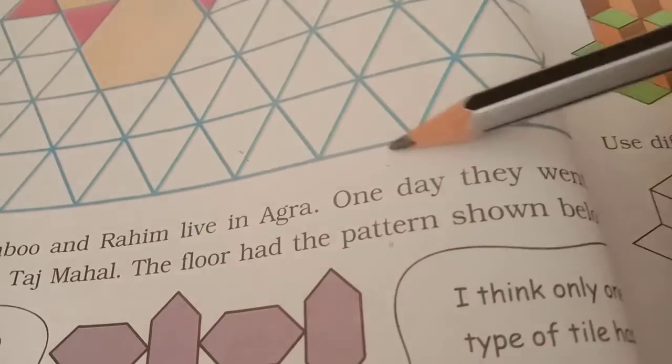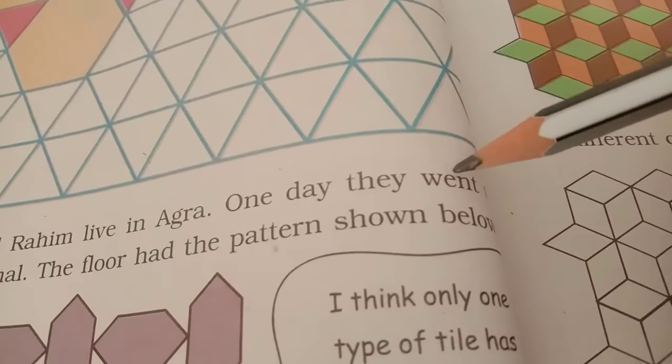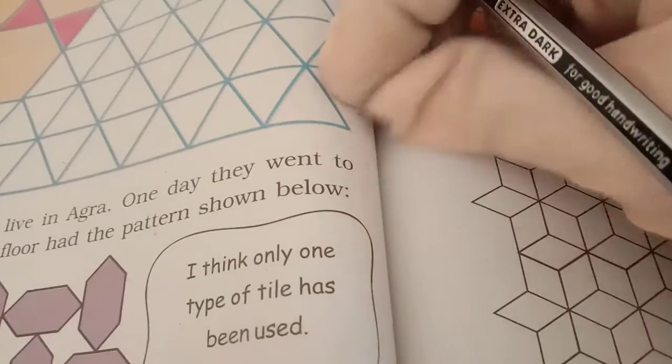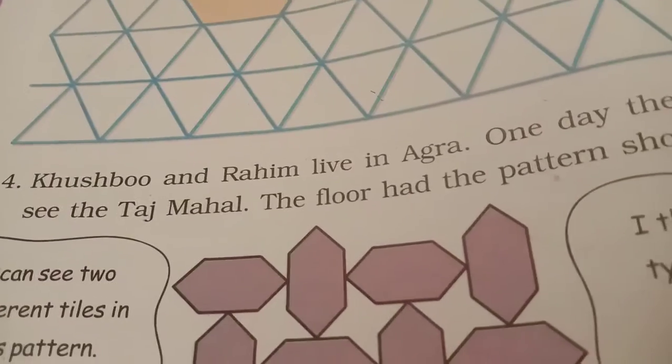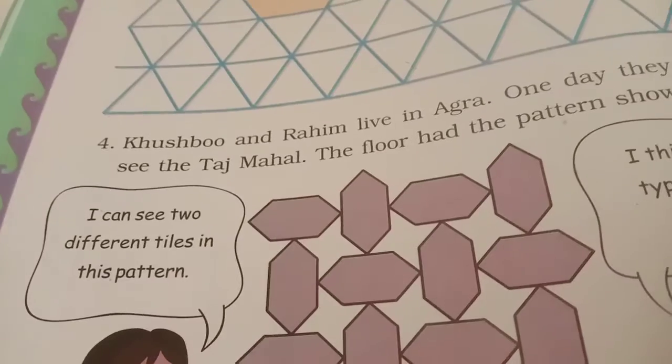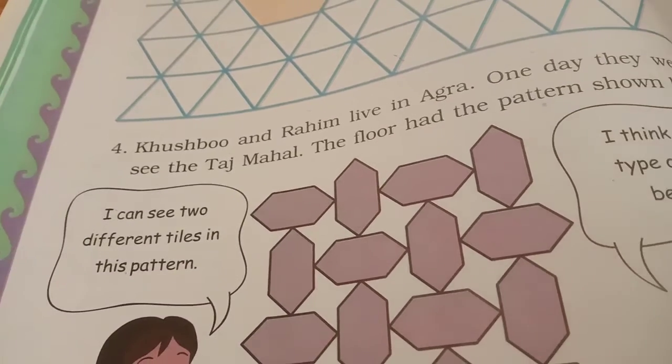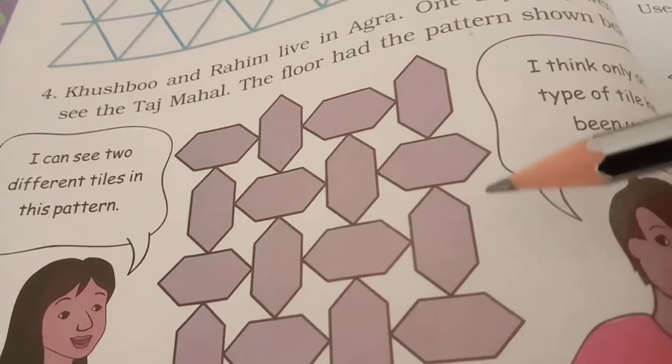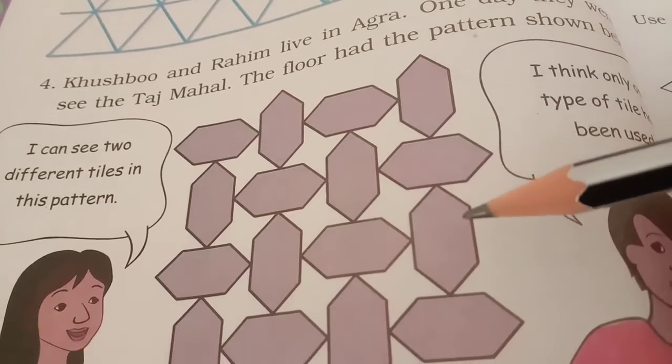Now next, Khushbu and Rahim live in Agra. One day they went to see the Taj Mahal. The floor had the pattern shown below. Okay, Khushbu and Rahim live in Agra. One day they went to see the Taj Mahal. Which type of floor pattern is it? Both are seen in this type of floor pattern.